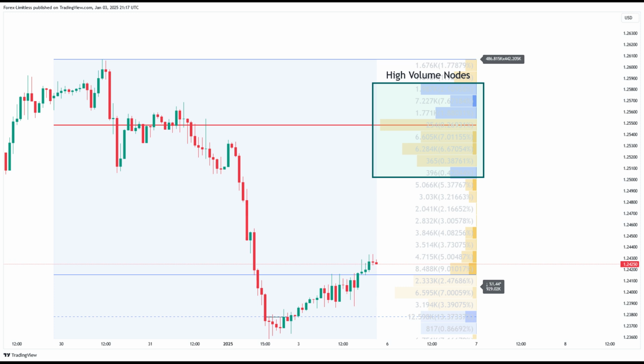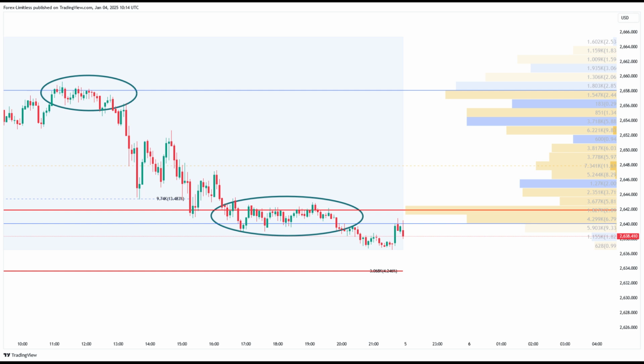We have high volume and low volume nodes on the volume profile indicator. High volume nodes represent price areas with the highest trading activity. Visually, they appear as a peak on the volume indicator. The point of control, which is the price level with the highest trading activity during a given period, will always be located at the highest volume node.